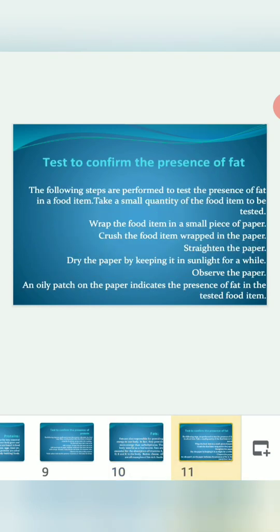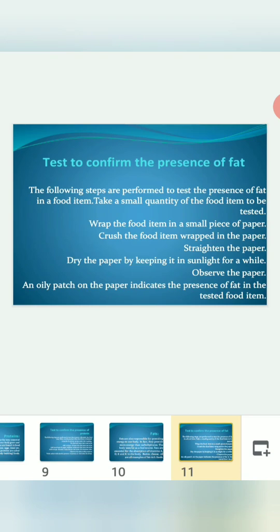Test to confirm the presence of fat. The following steps are performed to test the presence of fat in a food item. Take a small quantity of the food item to be tested. Wrap the food item in a small piece of paper. Crush the food wrapped in the paper. Straighten the paper. Dry the paper by keeping it in the sunlight for a while.